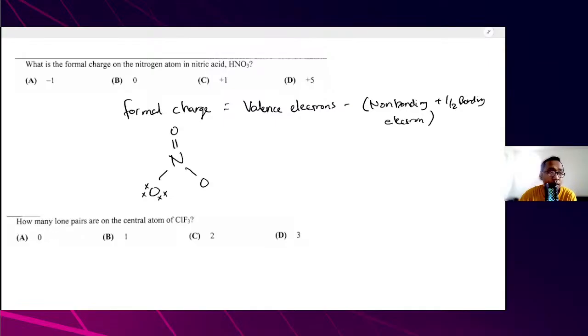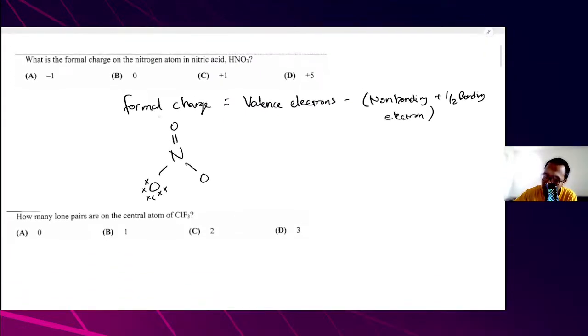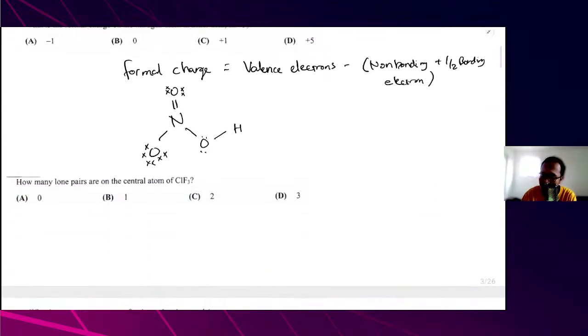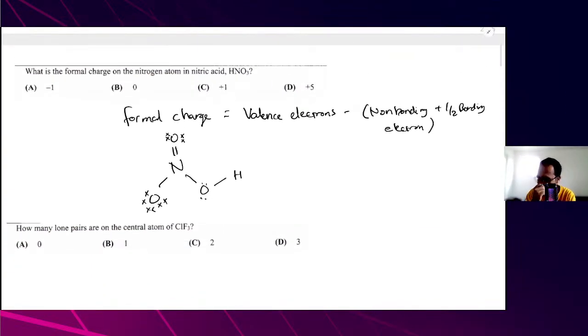Okay, and then yes, something like this, right? And then this one is just 4, right? Yes, it is. And then H over here. Okay, yeah. Sometimes we get confused building the Lewis structure.